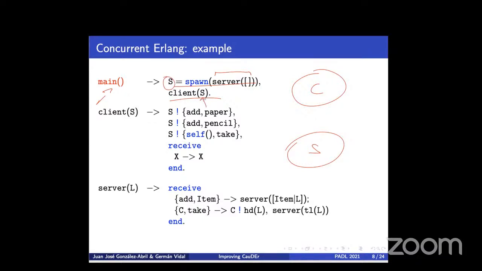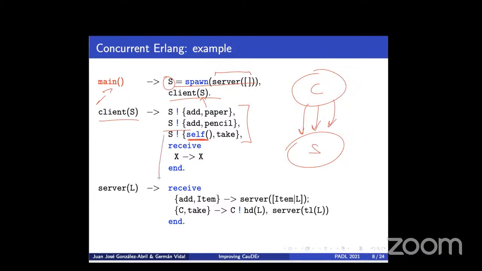Spawn is asynchronous, which means that we create a new process as a side effect, but we continue with the call to function client. You can see function client here. The definition is, I think, very intuitive. It essentially sends three messages to the server: add paper, add pencil, and self take. The first two messages are quite simple, and in the last message you can see that we have a first argument in this tuple that is a call to function self, and this is a typical construction when we want to get an answer back from the server. So we send our own PID. This is what self returns.